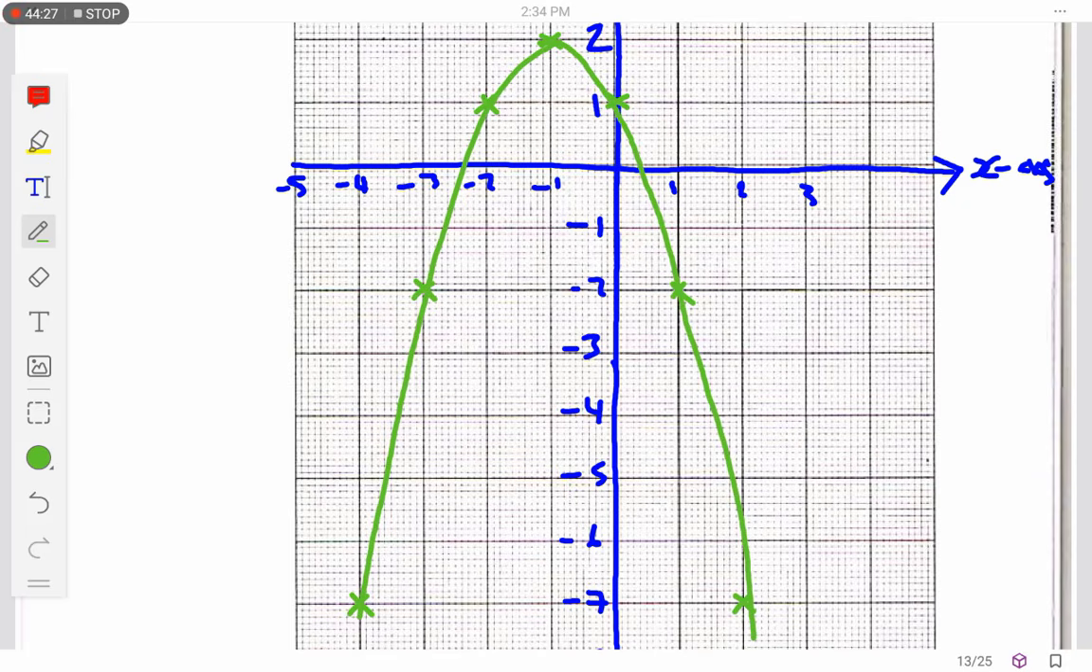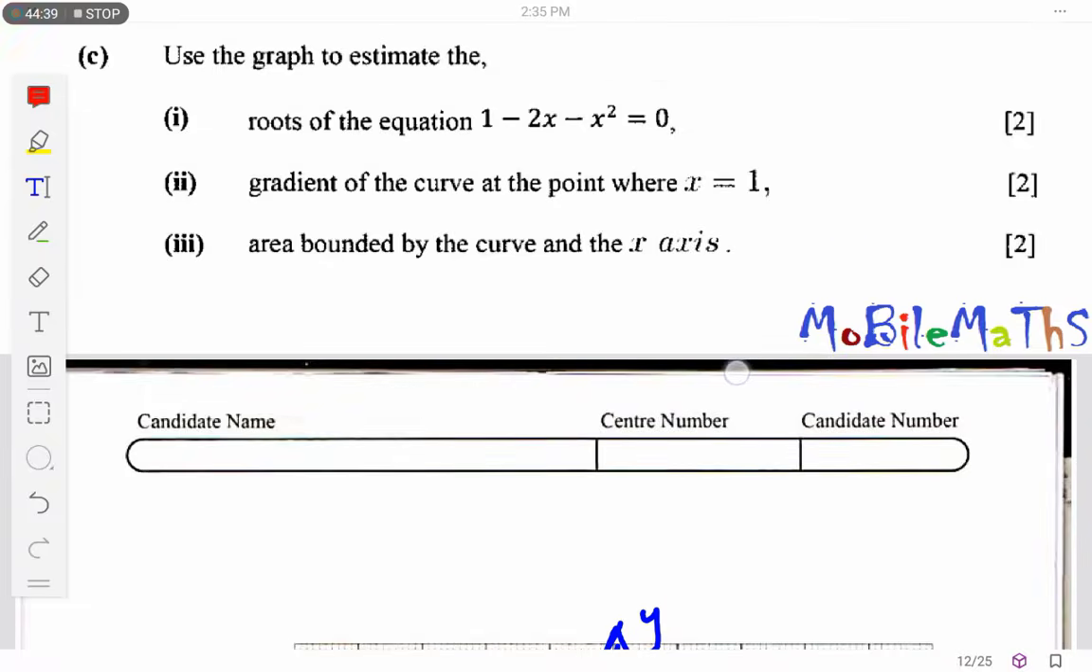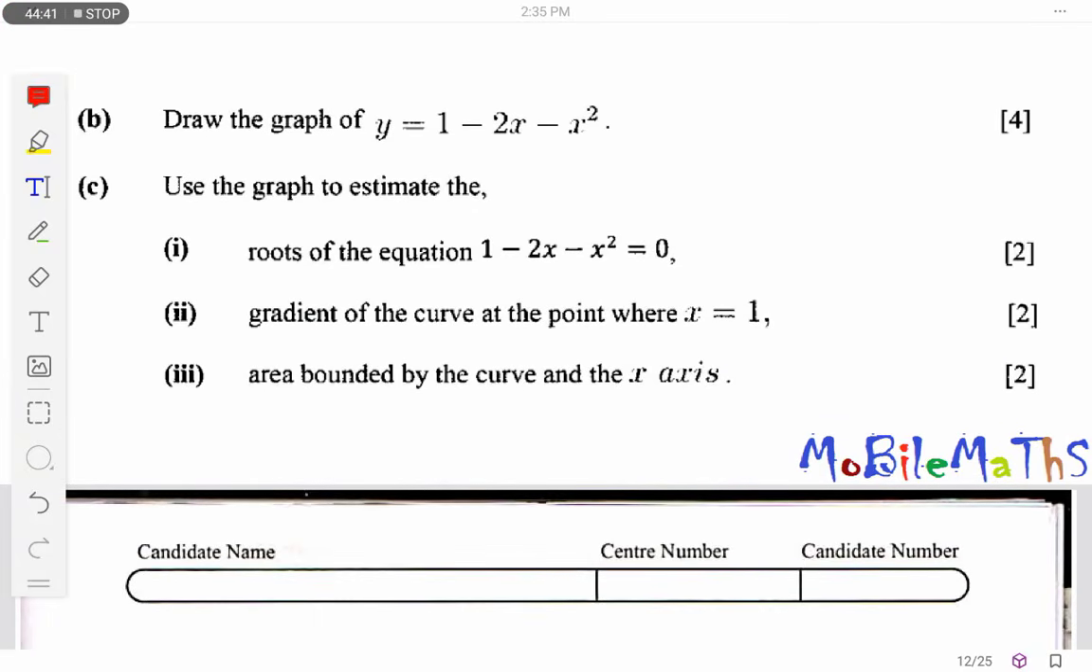The second one was not correct. It's not coming out nice. So it will be a smooth graph. Okay, that's fine there. Let's now go to the questions. So we now have about 4 marks.